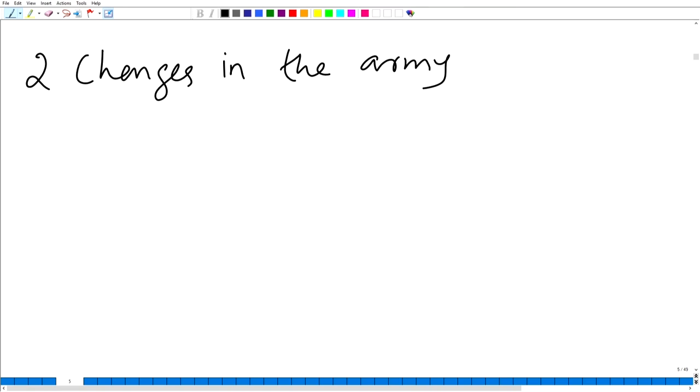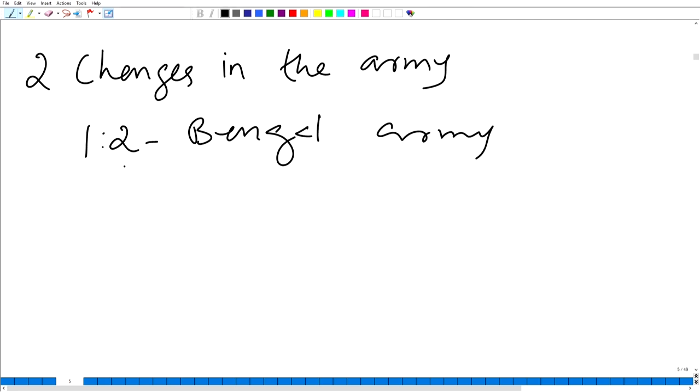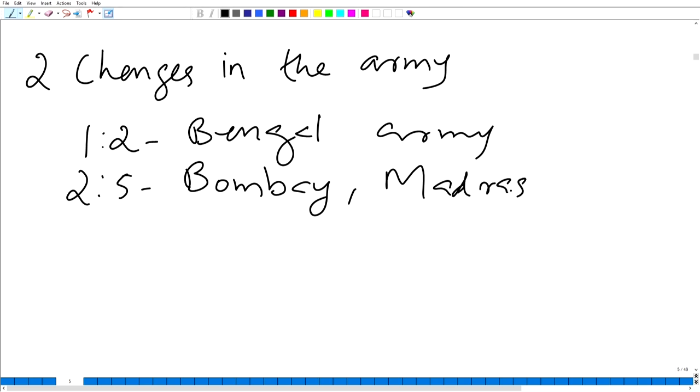and the ratio of British and Indian soldiers was fixed at 1:2 in the Bengal army, that is, when one British soldier was recruited, two Indian soldiers were recruited. The ratio of British and Indian soldiers was fixed at 2:5 in Bombay and Madras. In Bombay and Madras, when two British soldiers were recruited, five Indian soldiers were recruited. But the ratio between British soldiers and Indian soldiers was increased, and it was fixed at 1:2 in the Bengal army, while the ratio was 2:5 in the Bombay and Madras armies.